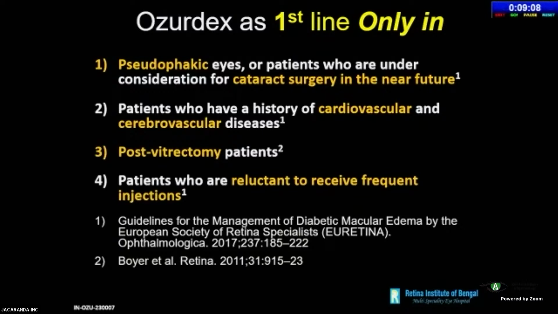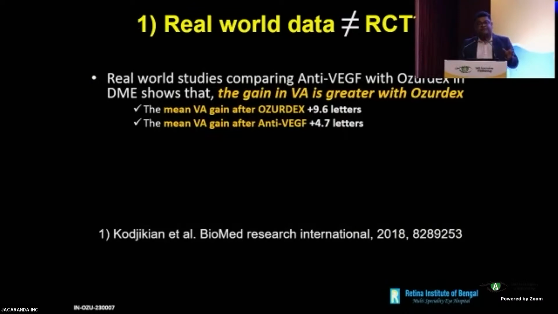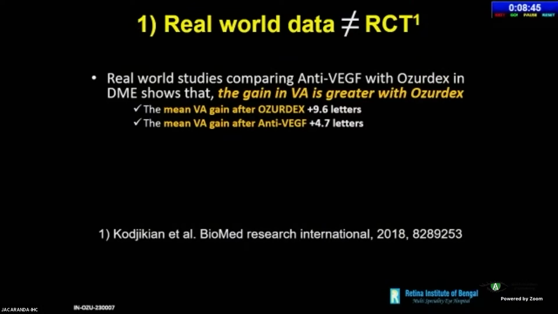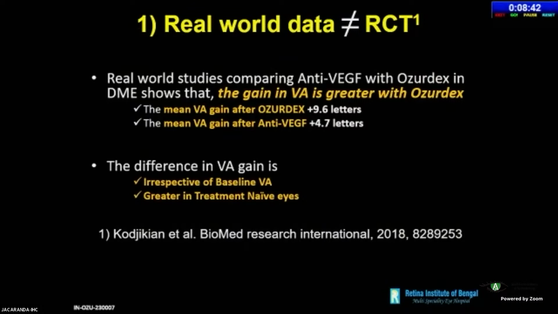However, the question comes, if we already have RCT-based guidelines, do we really need to look any further? I would believe that we do, because first of all, real-world data does not show the same results as RCTs. In real-world studies comparing anti-VEGF with Ozurdex in treating DME, the gain in visual acuity was always greater with Ozurdex. This is irrespective of the baseline visual acuity, and the gains are even more when we use Ozurdex in treatment-naive cases compared to treatment-naive cases treated with anti-VEGF. So in the real world, it seems anti-VEGFs actually underperform.